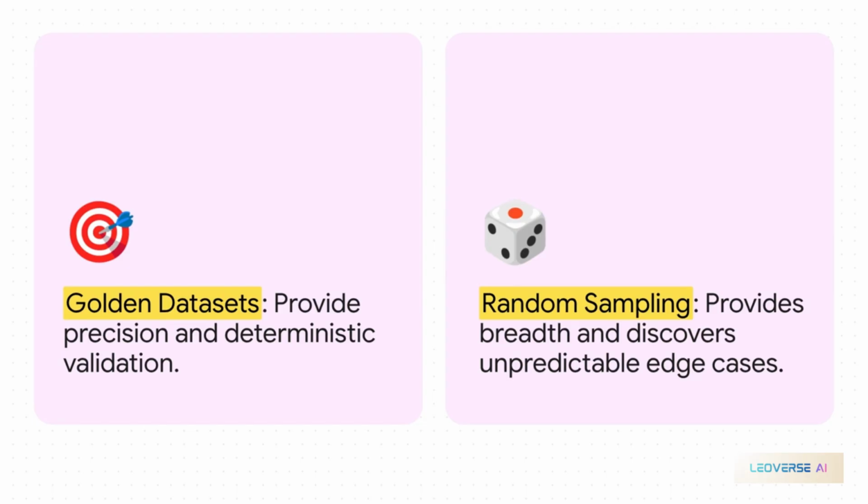While golden datasets give you incredible depth, precision, and baseline protection against regressions in high-value scenarios, they are static. That is where random sampling comes in. Random sampling gives you breadth. It captures real-world user behaviors, helping you discover completely unpredictable edge cases that you never even thought to test. A mature enterprise strategy absolutely requires both to balance precision with real-world realism.